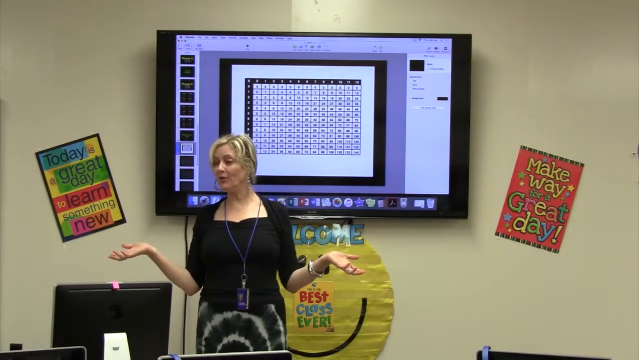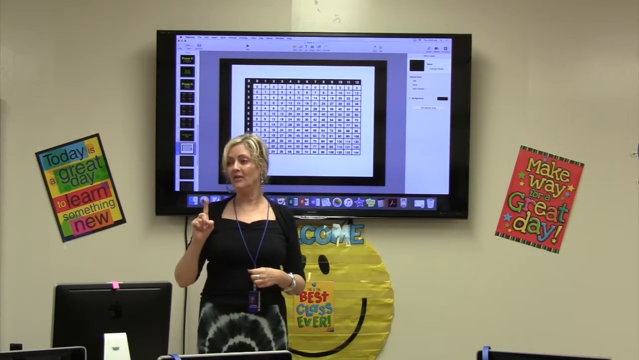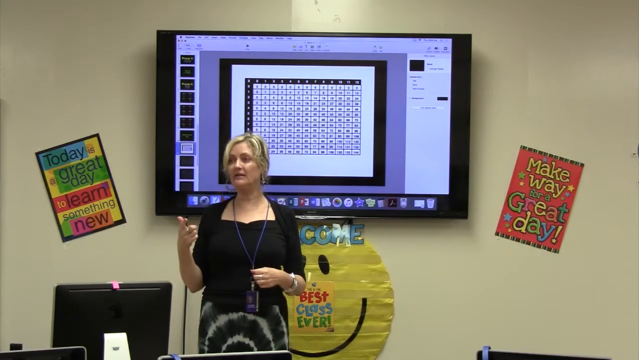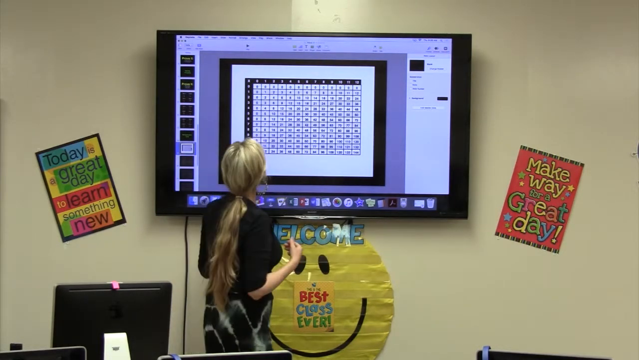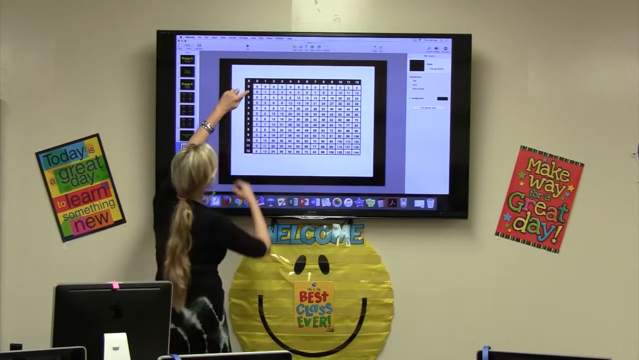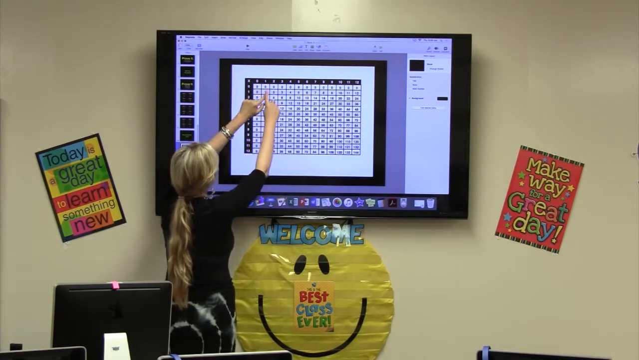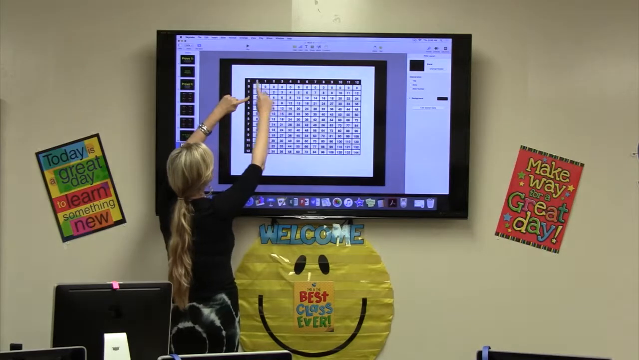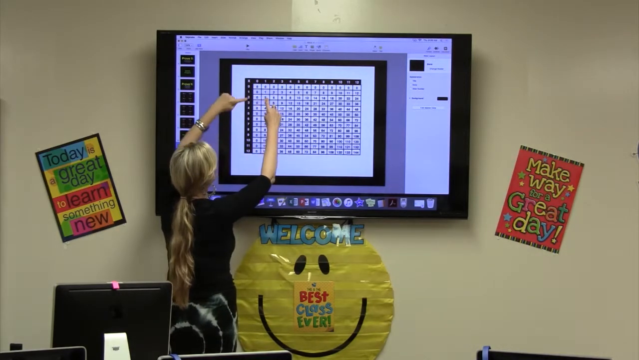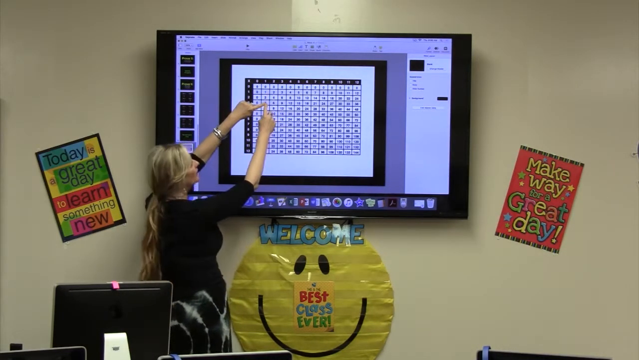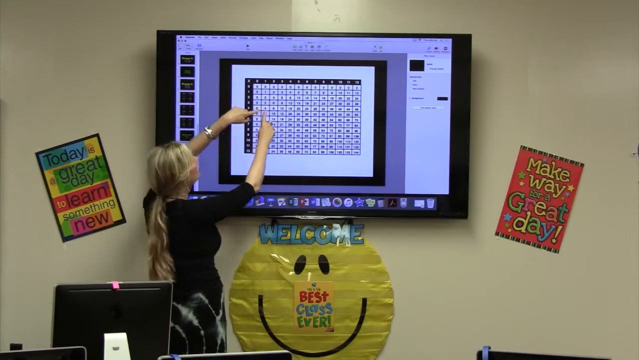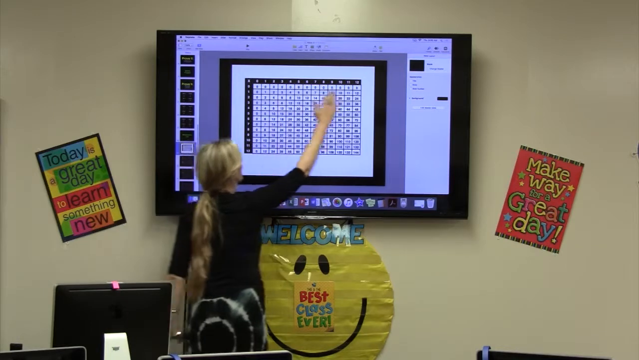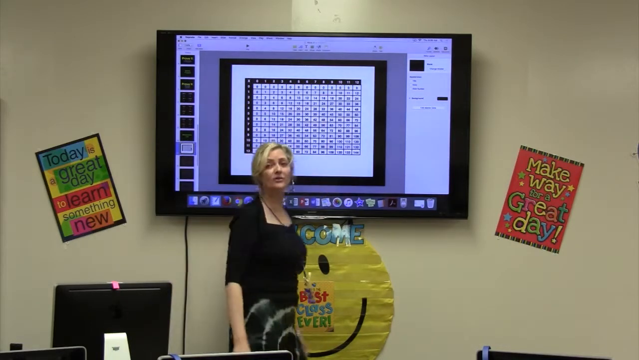Because any number multiplied by 1, the number that's being multiplied by 1, that number is going to stay the same. It's not going to change. So let's take a look at that. I'm going to do 1 times 1, and where it intersects, I have 1. 2 times 1, I have 2. 3 times 1, I have 3. 4 times 1, I have what as my product? 4.